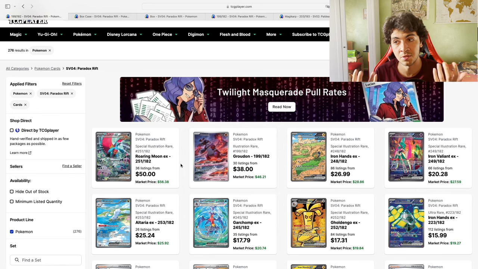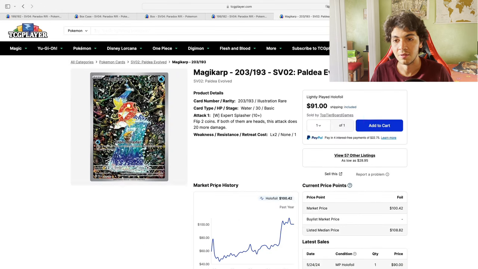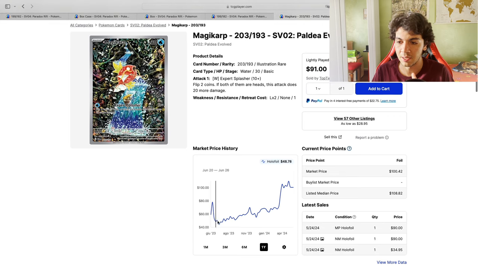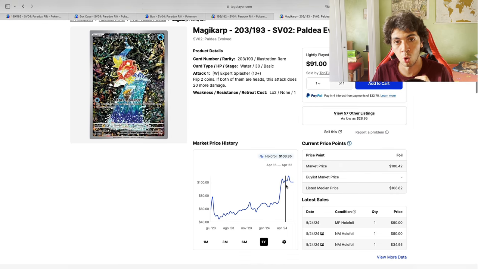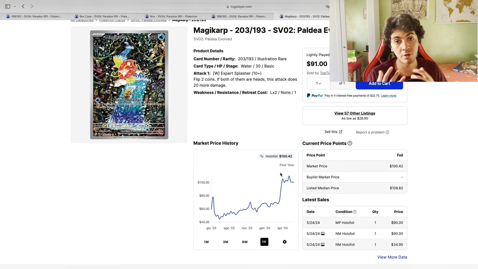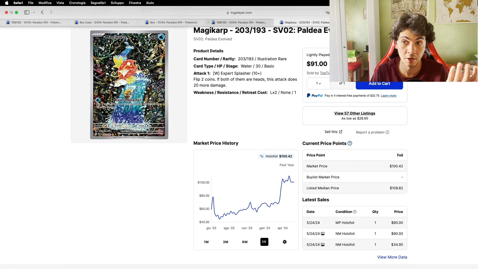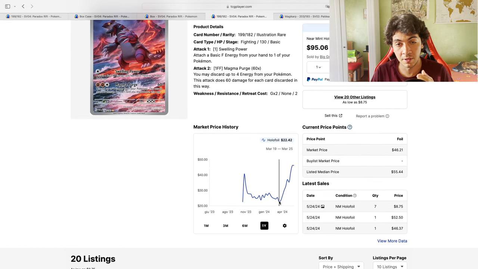And the question should be spontaneous: is the Groudon going to be the new Magikarp? Now, let's take a look at the Magikarp. As you can see, it dropped all the way down to 44, and now it's in the low 100s. So over 2x. If we only talk about percentage gain, 2x is a 100% gain, obviously. We bought them in the 20s, and now we're actually at 2x.